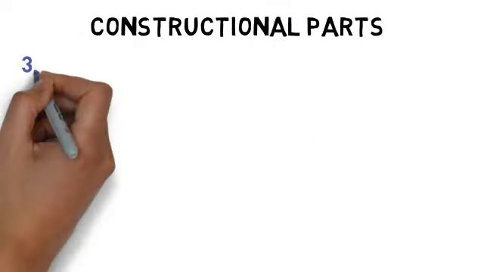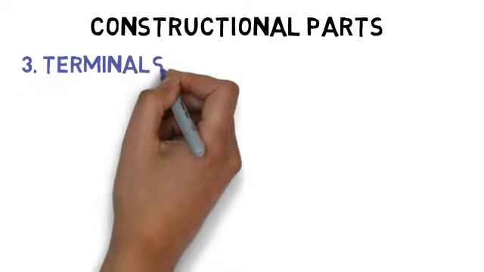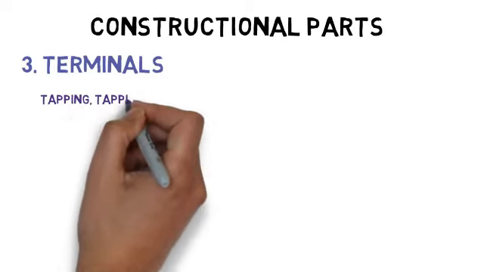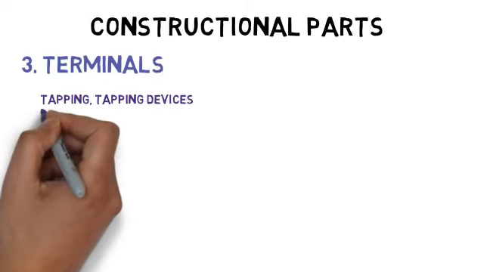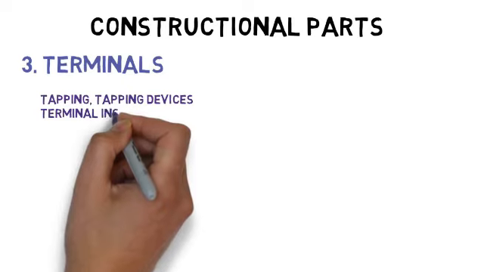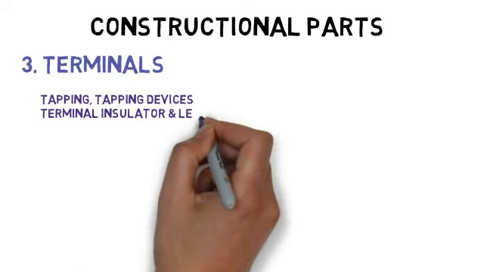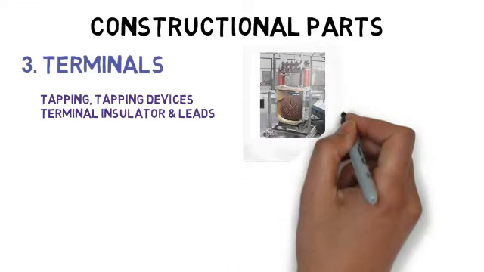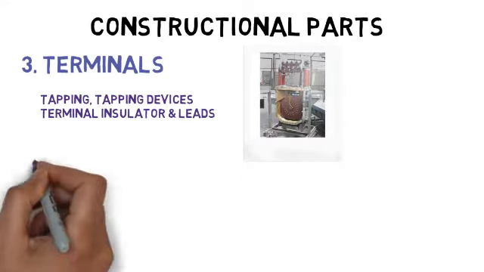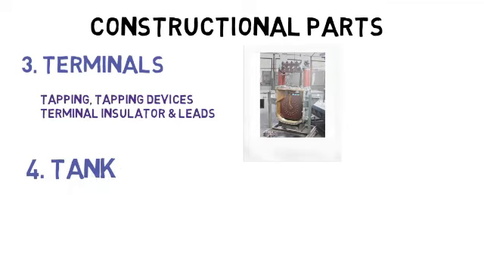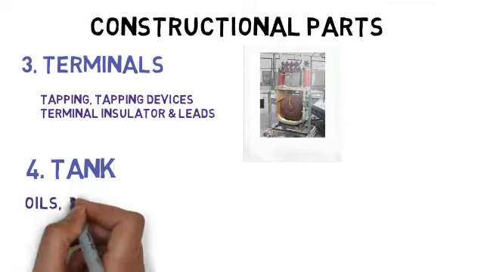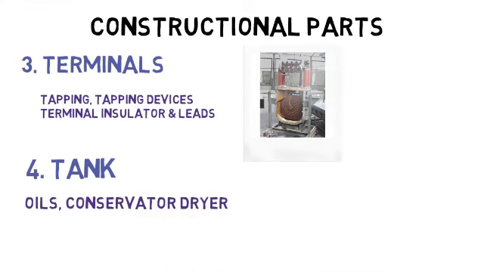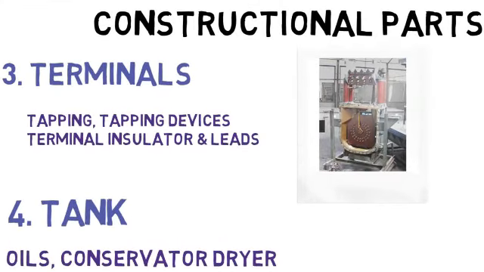Again, in terminals, the tappings and tapping switches, terminal insulators and leads are basically used, and these are the interface from the transformer to the outer circuit. And next, inside the tank there is oil, cooling devices, conservators, dryers and auxiliary apparatus. So these are the four different constructional features of a transformer.